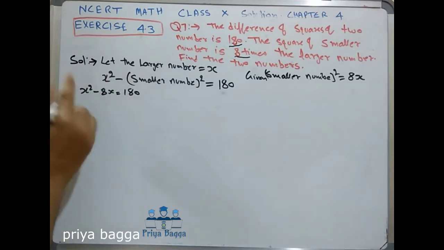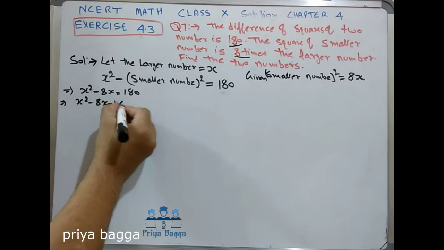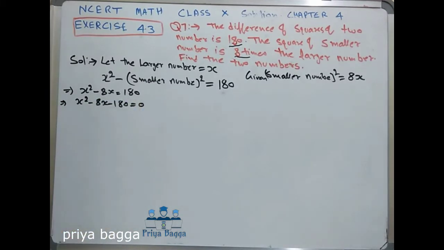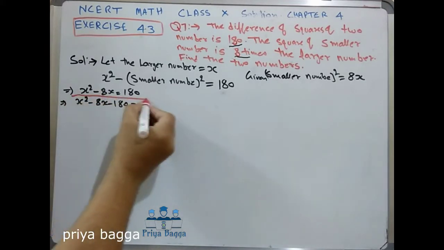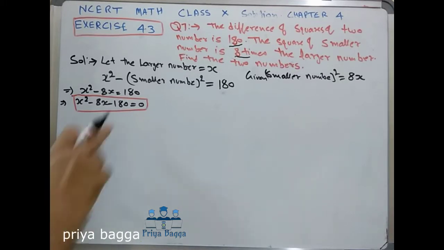Now I will bring this 180 to this side. x square minus 8x minus 180 is equal to 0. Now this is a quadratic equation. We can solve it by any known method: the quadratic formula, completing the square, or factorization. But as I have told you earlier, when the numbers are high, because 180 is very high, using the quadratic formula will be very difficult in the exam because you have to do a lot of calculation. So it is better to solve it by factorization.